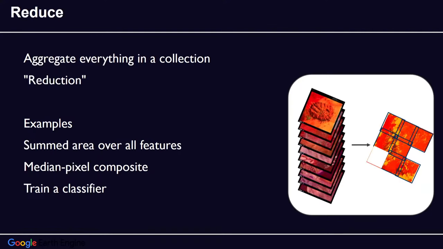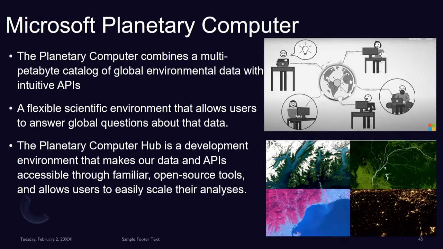Then there are some operations called aggregation. Aggregations are reducing the images, either spatially or temporally, like summarizing the images. For example, we can compute a summed area over all features, or create a median pixel composite from all the satellite images, or train a classifier using these reducers.